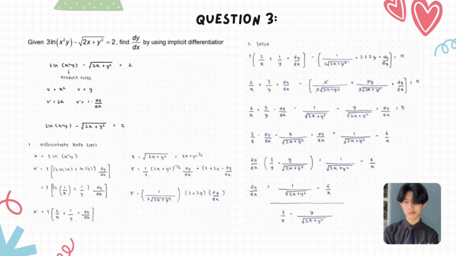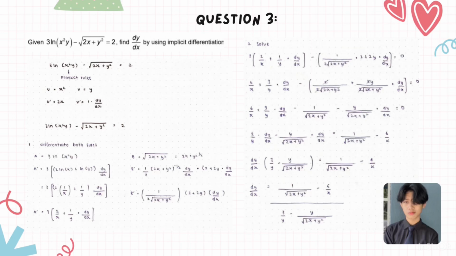Hi, it's Hazim again. For question 3, the given question is 3 ln x squared y minus the square root of 2x plus y squared equals 2. Find dy over dx by using implicit differentiation. First, we divide the equation into 3 parts, which are part A, B, and C. Part A is 3 ln x squared y, part B is the square root of 2x plus y squared, and part C is 2.